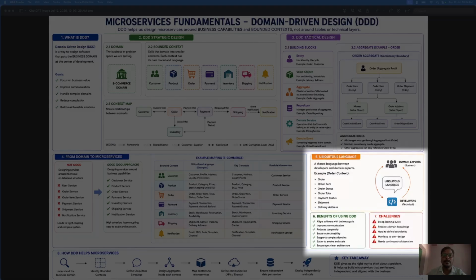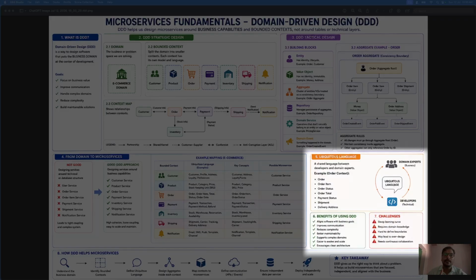Now let's see the benefits of domain driven design. It aligns software with the business goal. It improves communication between the technical and business teams. It reduces unnecessary complexity. It creates clean service boundaries. It makes the application easier to maintain. It supports a scalable microservice architecture. It encourages high cohesion and loose coupling. Got it? Now let's see the challenges.